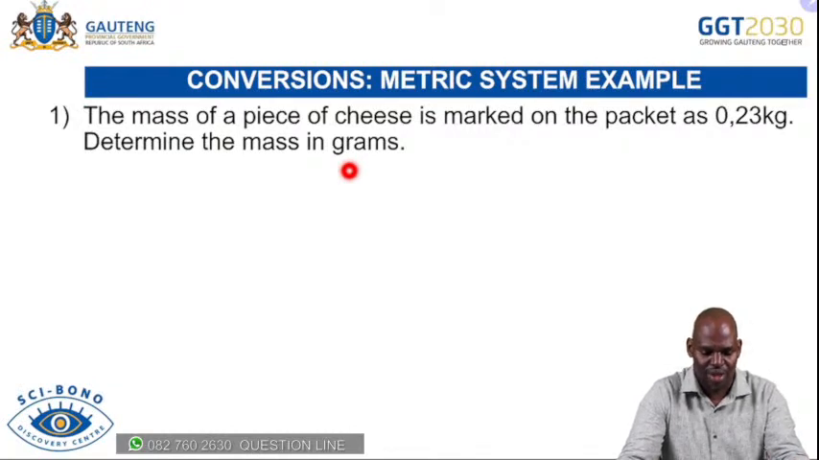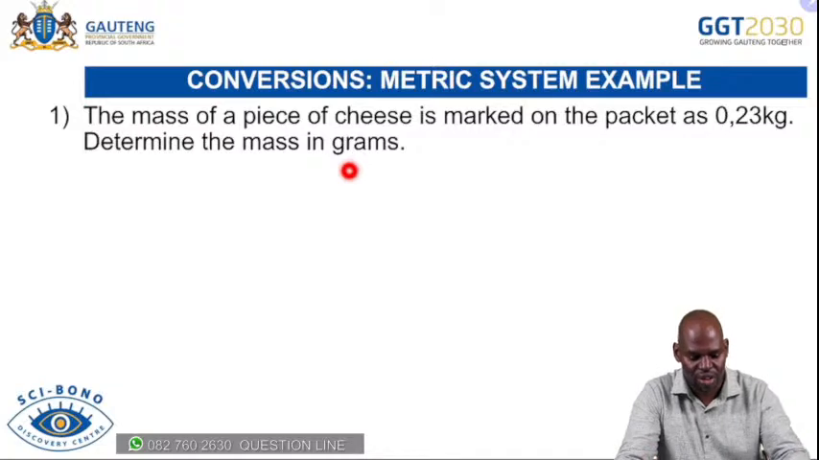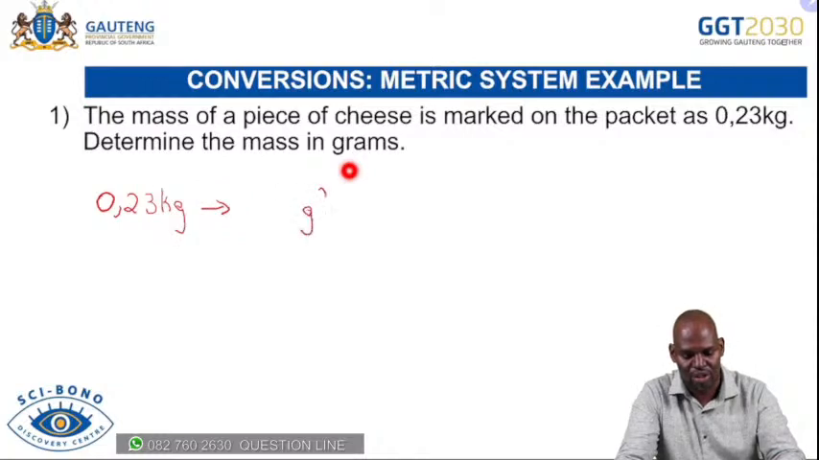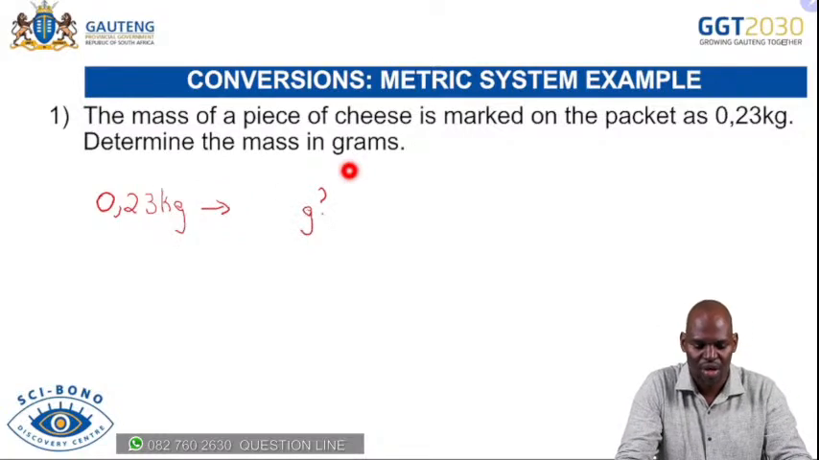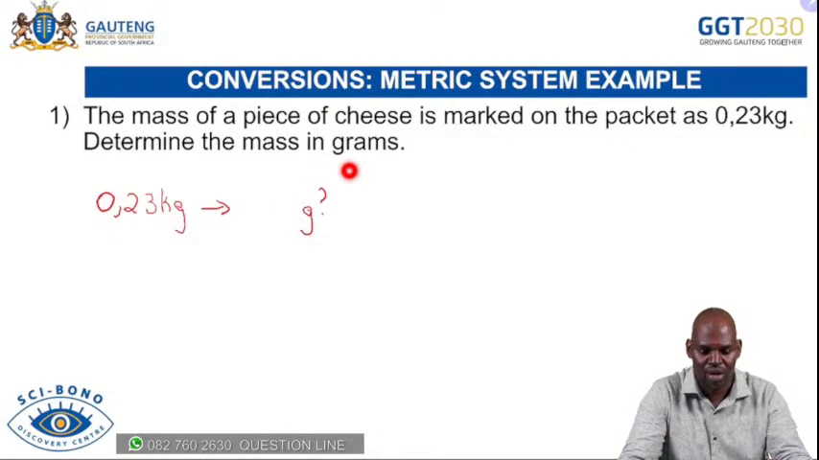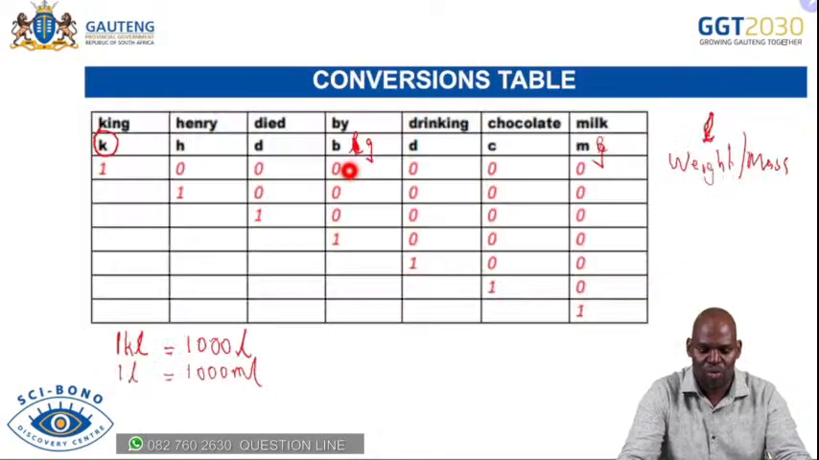The first example that is given there: the mass of a piece of cheese is marked on the packet as 0.23 kilograms. Determine the mass in grams. So for this one, it means we need to convert 0.23 kilograms to grams. What is this in grams? If you go back to that table, now you look for the conversion factor.